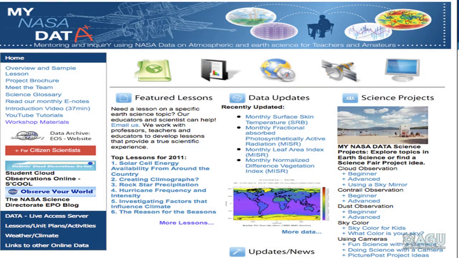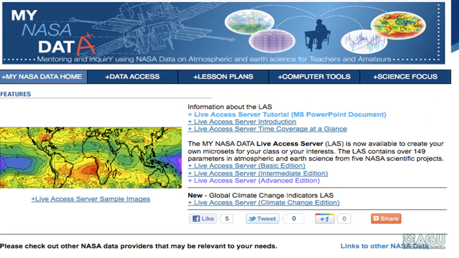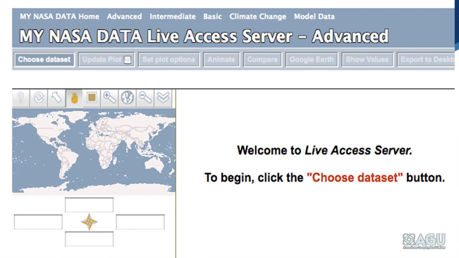The second project is My NASA Data. The My NASA Data project provides visualization tools for archive data. So the satellite data is archived in a live access server, which the students can access. That's what the page looks like. And again, at the Share-a-thon, we have 2 people from the NESTA data team who are going to demonstrate this for you.